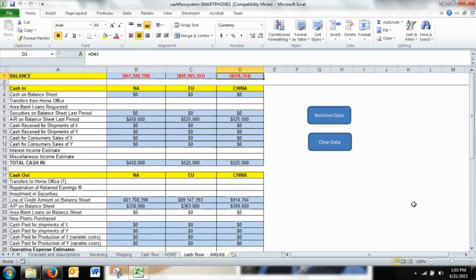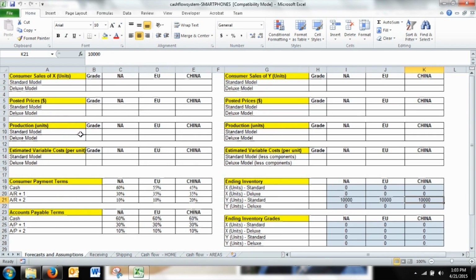Okay, because if I have negative cash here, of course that means that I have a line of credit. You can see that the line of credit on the balance sheet is, in North America anyway, 61 million, and our balance is 61,588. But you can also see that it pulls in the accounts receivable that's coming in and accounts payable that's expected to go out next period too. So what you can do with this particular workbook is go through and make forecasts and assumptions about what's going to happen in the next period.